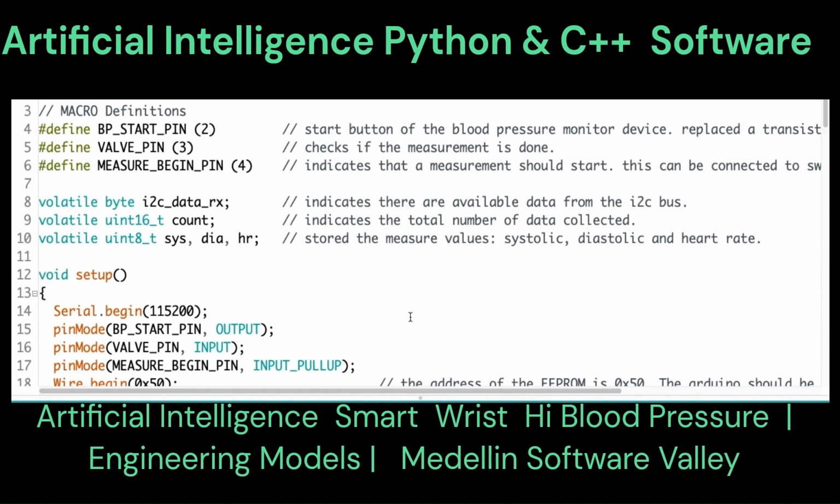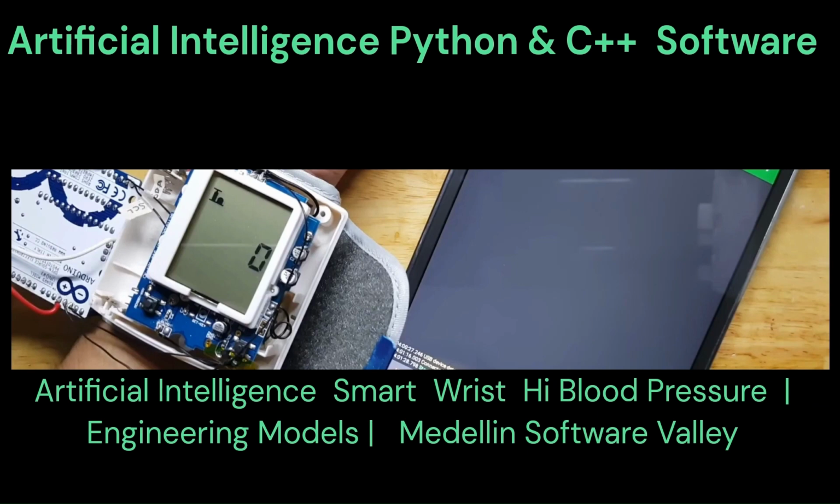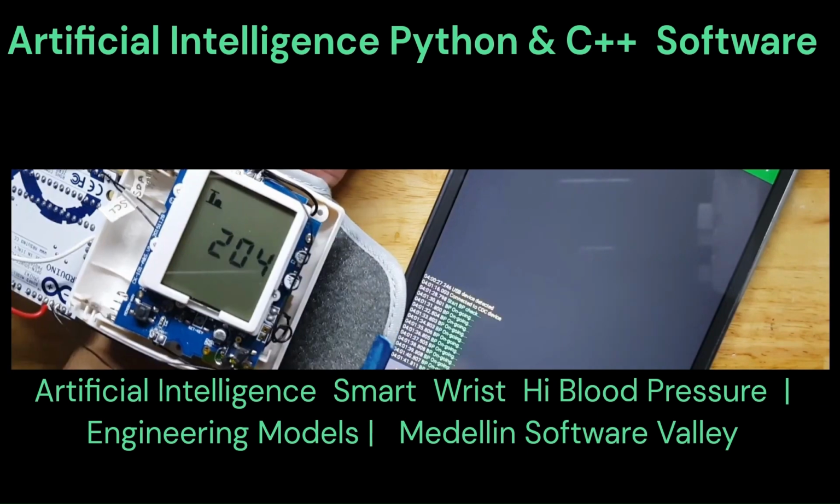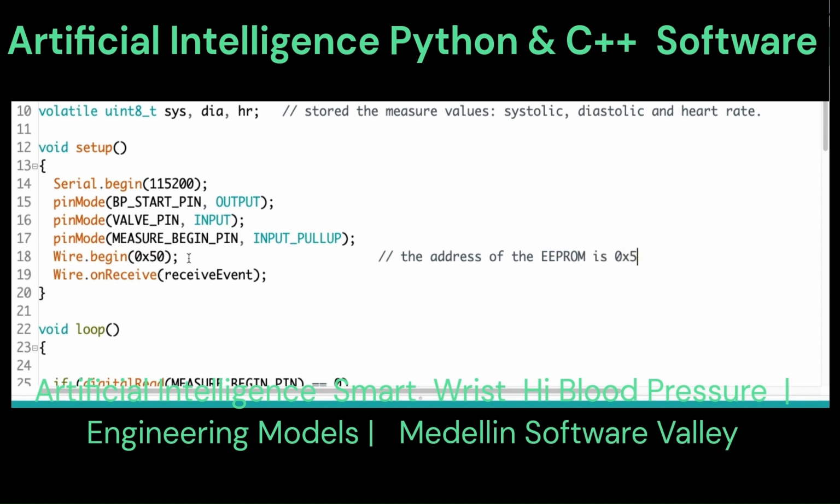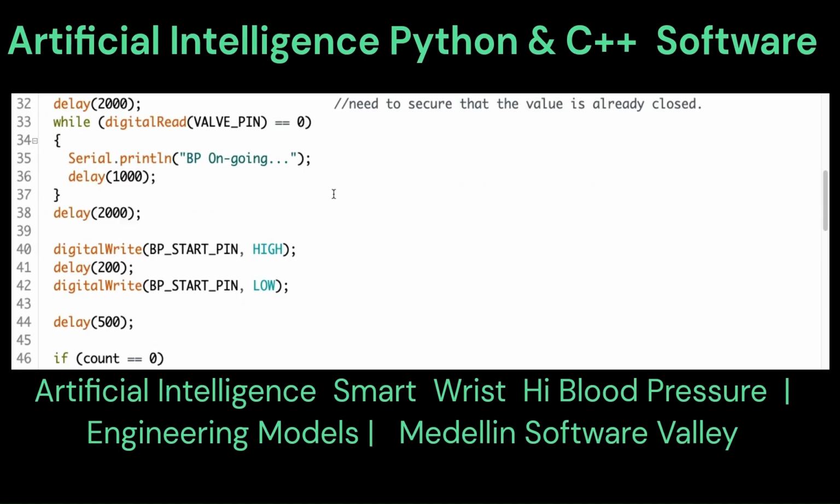Now let's proceed with the void setup within the main program, as shown on lines 10 through 19. Now let's set up the serial to begin at 115200. So start the output. Value open initializes the data, the address of the EEPROM, which is 0x50.